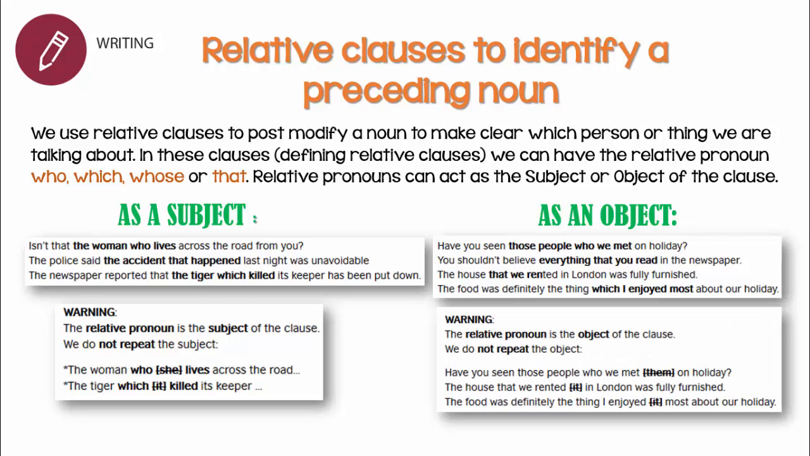Warning: the relative pronoun is the object of the clause. I do not need to repeat the object. It is wrong to say, have you seen those people who we met them on holiday? The house that we rented it in London was fully furnished. The food was definitely the thing I enjoyed it most about our holiday.